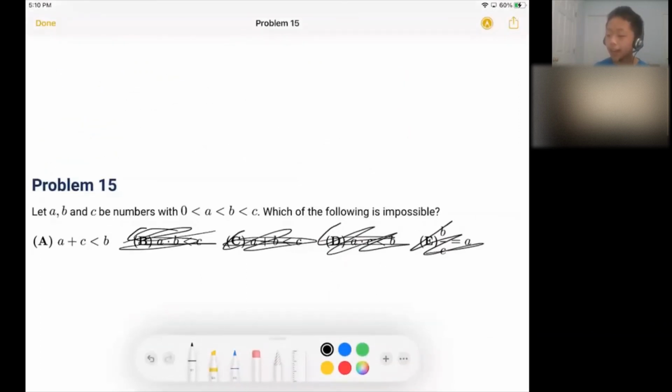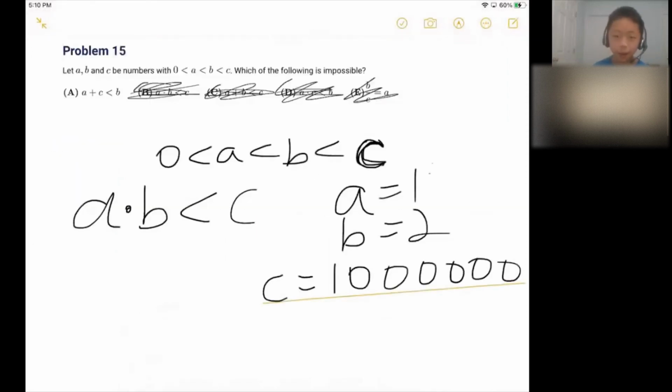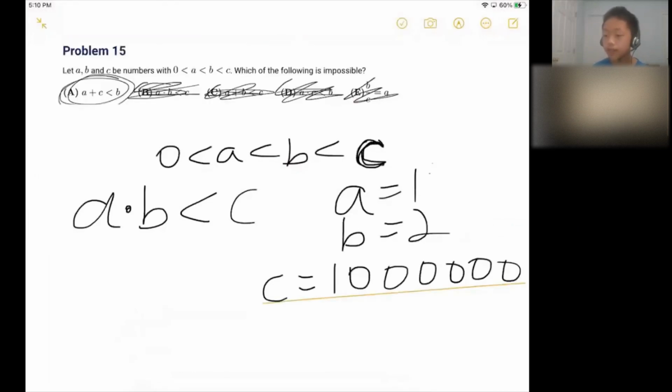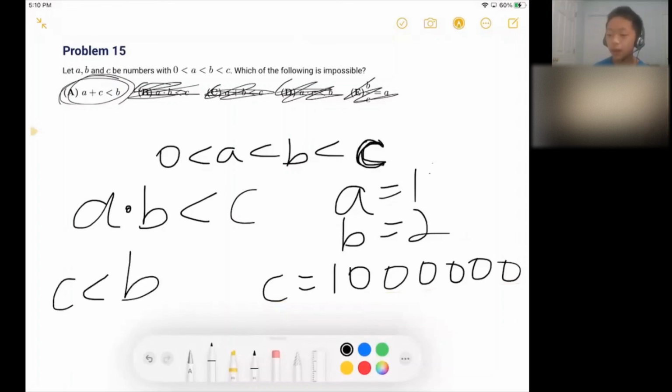We basically eliminated all four answer choices, and we're just left with one answer choice. So that's got to be the answer. We know that choice A has to be the answer: A plus C is less than B. This should make intuitive sense. C is the largest value, and we didn't even need the A plus C. We could have just said C is less than B, which is already impossible.